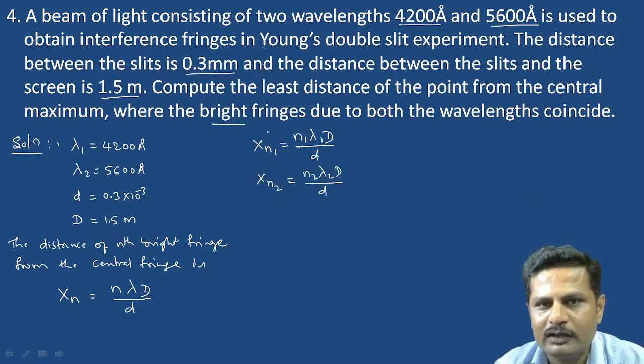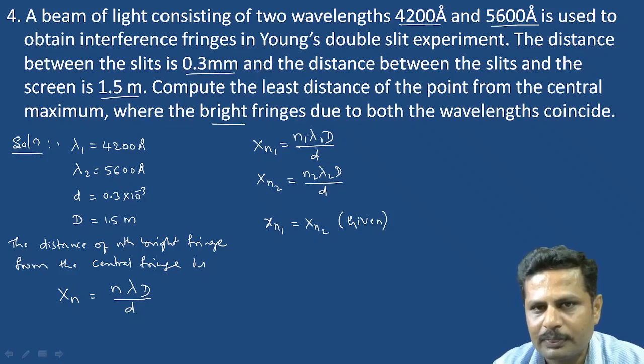So in the question they are saying that the bright fringes due to both the wavelengths coincide. That means the distance of the bright fringe obtained by lambda 1 is exactly equal to the distance of the bright fringe obtained by lambda 2. So therefore xn1 equals to xn2 according to this question. This is a given data. If they are coinciding, the distance of the bright fringe formed by lambda 1 will be equal to the distance of the bright fringe formed by lambda 2. So we can write like this.